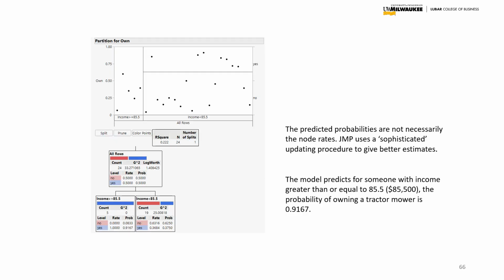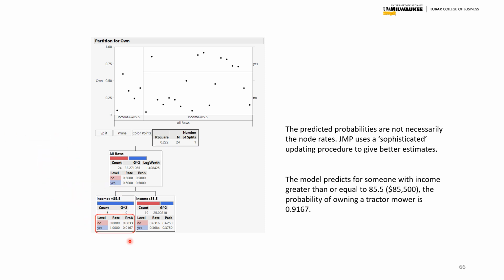Here's the tree after the split at income equaling 85.5. You can go to the red pull down, find display options, and then show probabilities. This will give rates and predicted probabilities. The rates are simply the percentages of yeses and nos in that region. The predicted probabilities are basically adjusted rates to give better probability predictions. The adjusted formula is quite complicated, but basically the intent of the adjustment is to ensure that a predicted probability is never exactly equal to 0, which is a pretty unrealistic scenario.